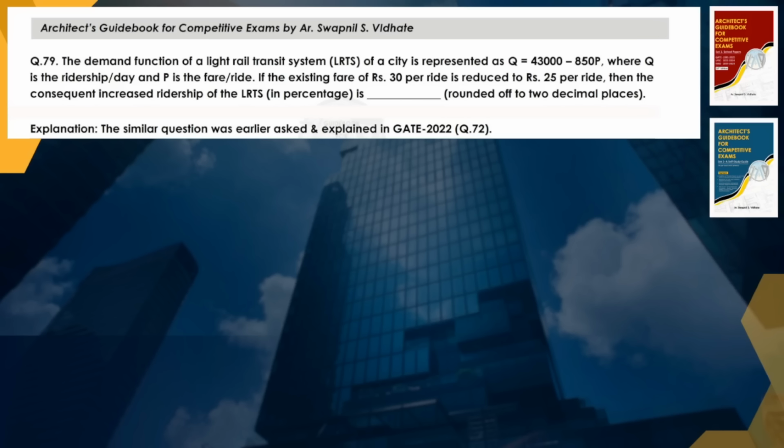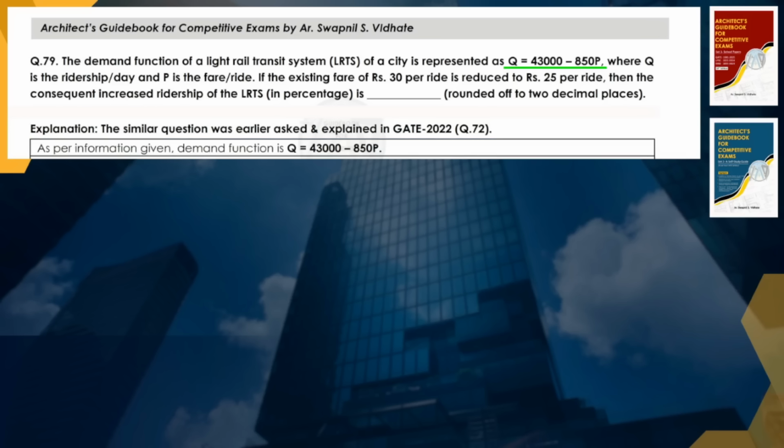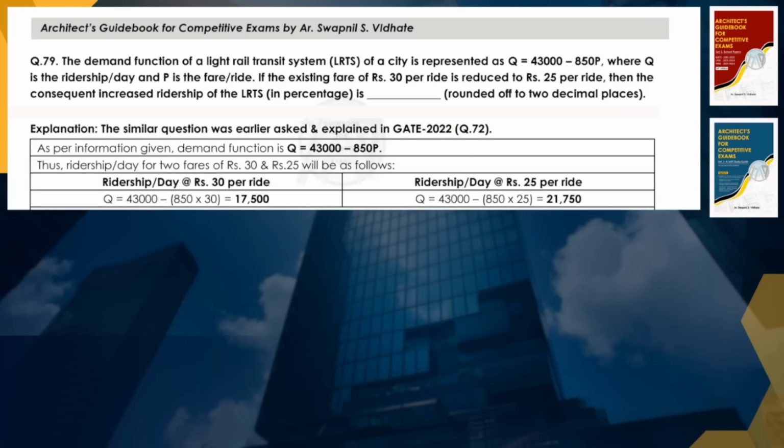Now, a very similar question was earlier asked and explained in GATE 2022, question 72. You can check this particular question in set 1. So here, as per the given information, the demand function is Q equal to 43,000 minus 850 P. We have just written down the demand function given in the question. There are two conditions given. In the first condition, the fare is rupees 30 per ride, and in the second it is rupees 25 per ride, right?